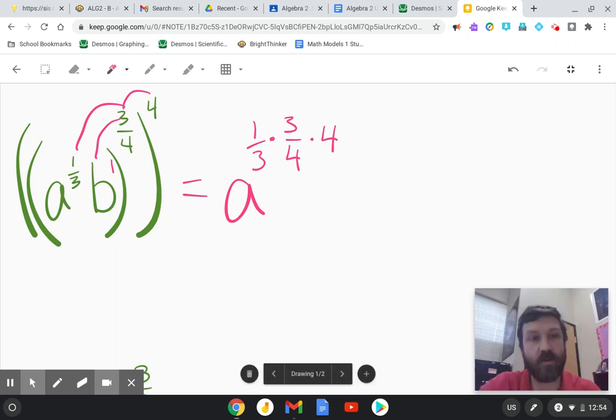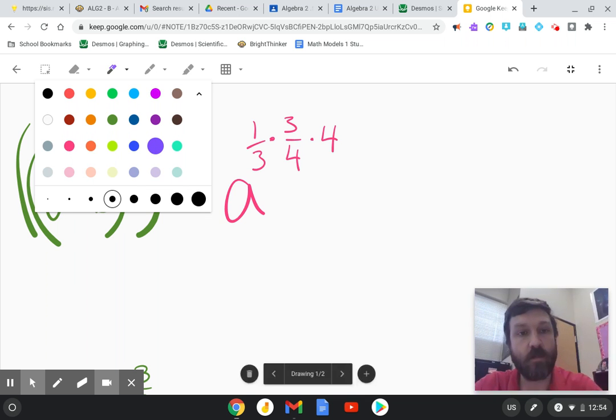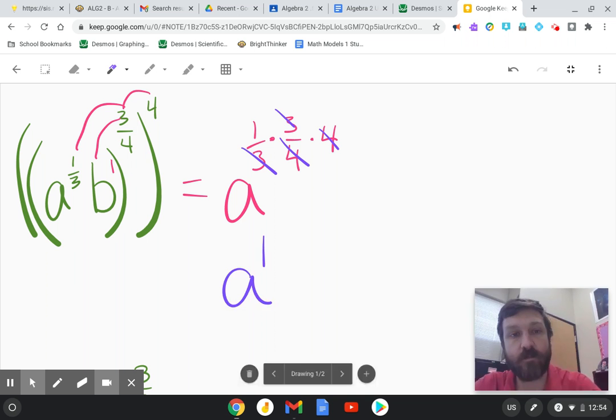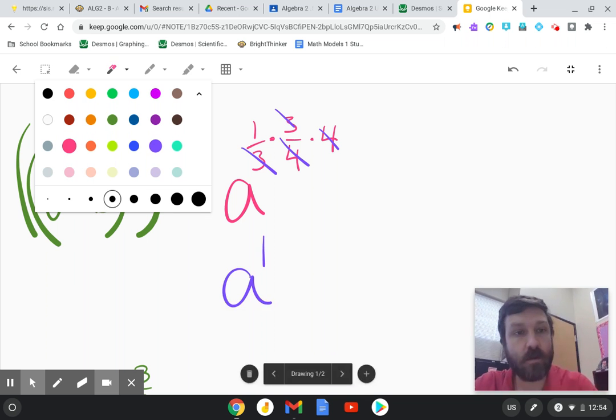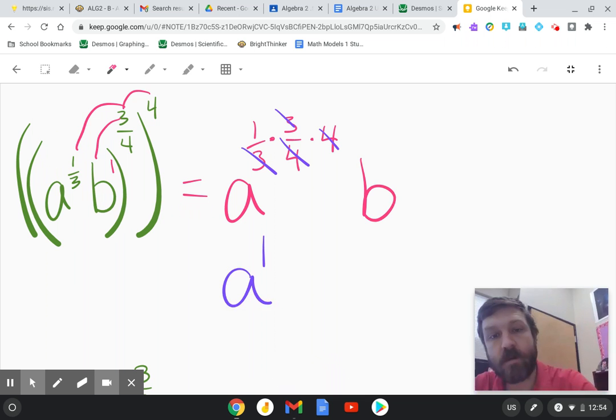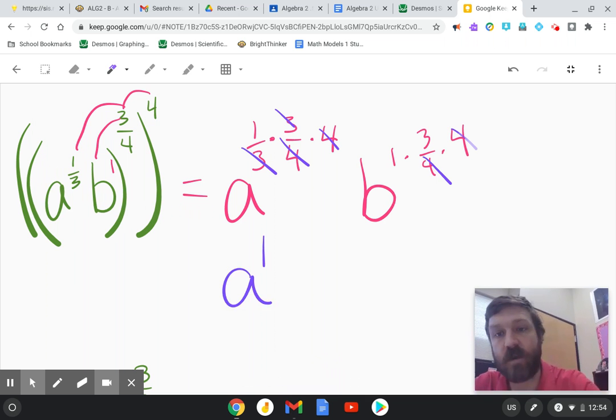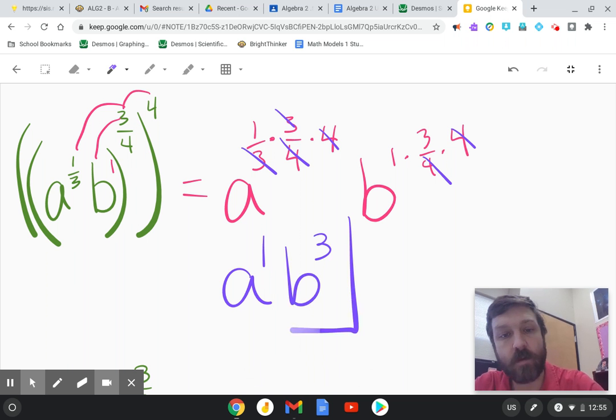So we can just multiply those, but I can already see right here we're going to have some canceling. 3s are going to cancel, 4s are going to cancel. So actually, we're going to get a to the 1st. And then if I do the b, also, let's go ahead and do b. b to the 1st times 3/4 times 4. Again, I can see here that my 4s are going to cancel, leaving me with b to the 3rd power.